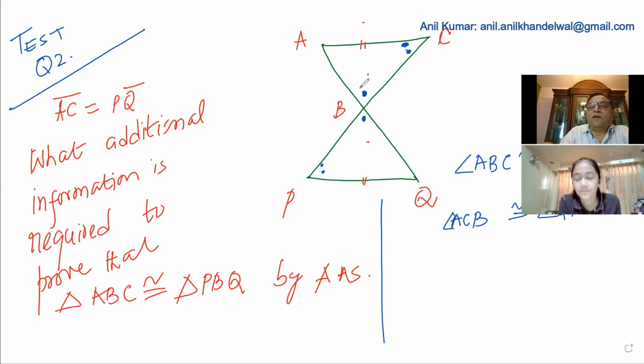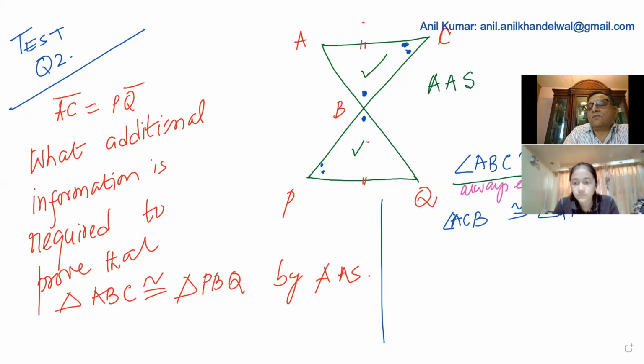Then you get AAS. Now we have angle, angle, side. So now you say this is how you made this as angle, angle, side, right? Yes, they are congruent, right? This is what you say, correct? Now, you know one thing, that ABC and PBQ are always equal, right? Because they are vertically opposite angles. They are always equal. Vertical angles. Now, your condition is correct.